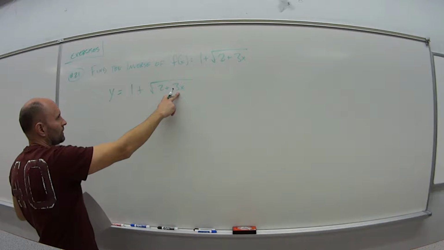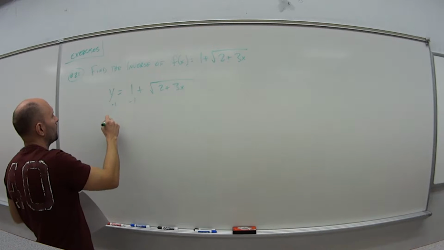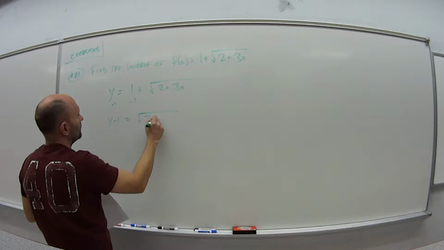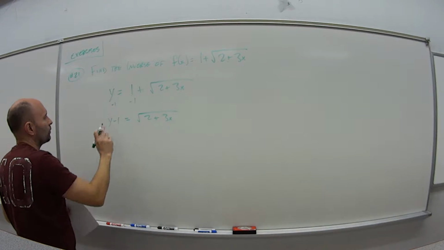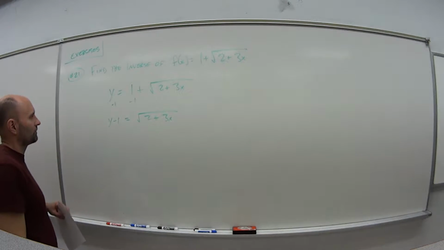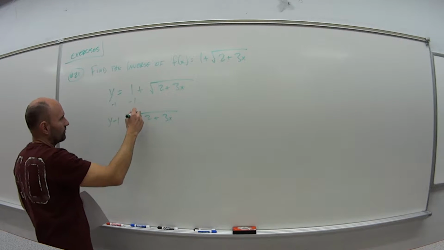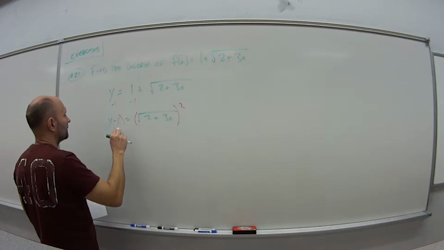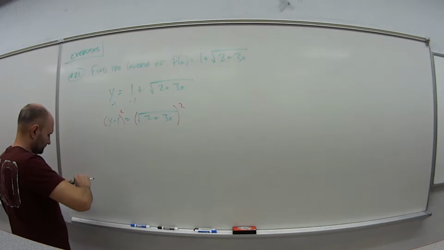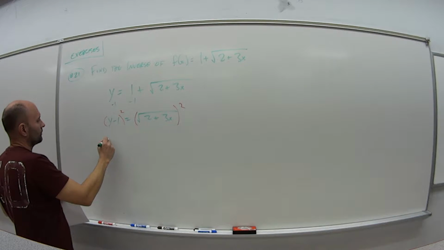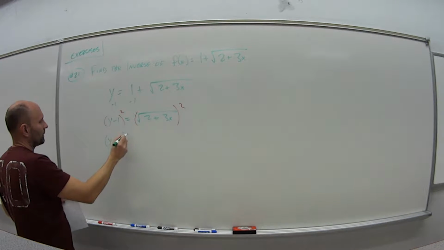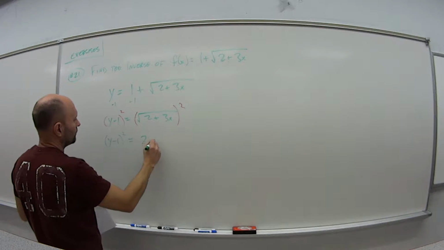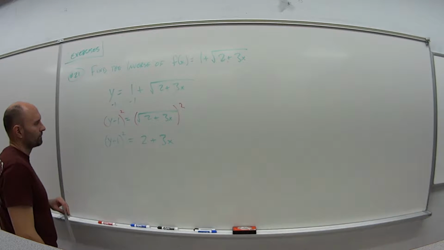So if I want to get 3x by itself, the first thing I need to do is minus 1 from both sides. So when I do that, I'm left with 2 plus 3x on the right side, y minus 1 on the left. Now I got to get rid of this square root. I'm going to square both sides here. So I'm just going to leave this, y minus 1 squared, I don't have to expand it, is equal to, well, the square gets rid of the square root, so I have 2 plus 3x.